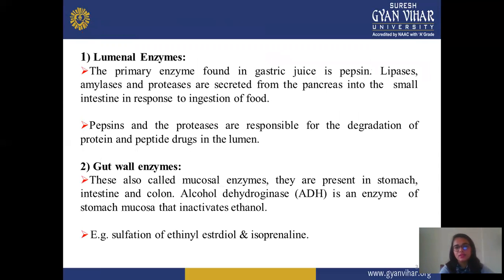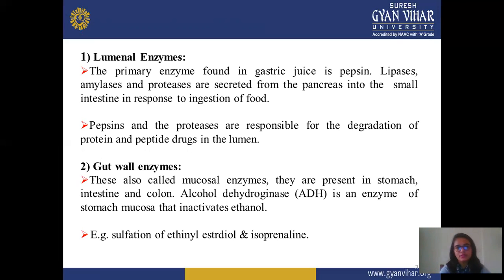The luminal enzymes: the primary enzyme found in gastric juice is pepsin, and lipase, amylase, and protease are secreted from the pancreas into the small intestine in response to digestion of food. Pepsin and protease are responsible for degradation of protein and peptides in the lumen.